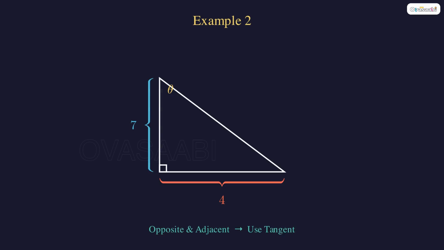Example 2, slightly harder. A right triangle has an adjacent side of 4 and an opposite side of 7. Find angle Chi2. We have opposite and adjacent, so we use tangent.